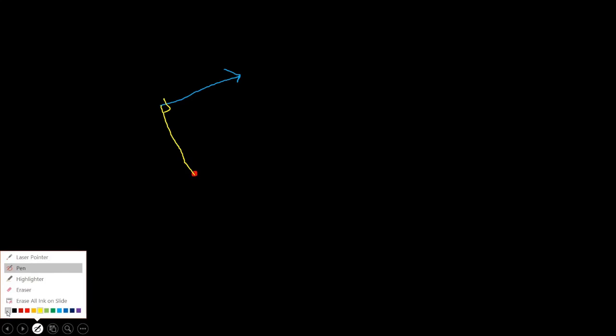Okay. And this is the perpendicular distance between it and this. Now the magnitude of force is F and this perpendicular distance is R.